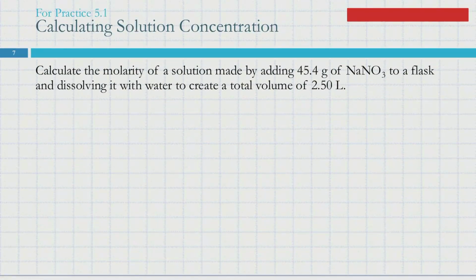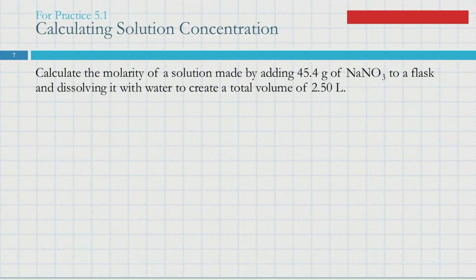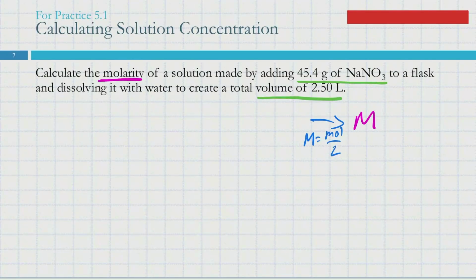Oftentimes, calculating solution concentration will require a grams to moles calculation, since we don't just magically know moles most of the time. So for example, we want to calculate the molarity of a solution. It's made by adding 45.4 grams of sodium nitrate to a flask, and then dissolving it to create a total volume of 2.50 liters. So our goal is finding molarity. We can get to molarity with our molarity equals moles over liters. So we would need to have moles and liters.